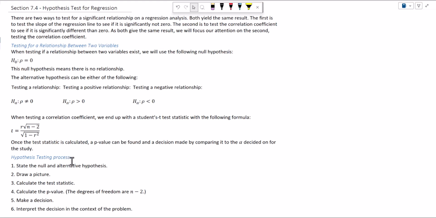When we're testing, we're following the same process we've had. We've got null and alternate hypotheses. We'll draw a picture, calculate our test statistic, and then calculate the p-value. Since this is a t test statistic, we'll be using the t-distribution, whether we're left-tailed, right-tailed, or two-tailed. The degrees of freedom for bivariate data is n minus 2, where n is the number of pairs of data. Then we make our decision, comparing our p-value to our alpha, and then interpret it.